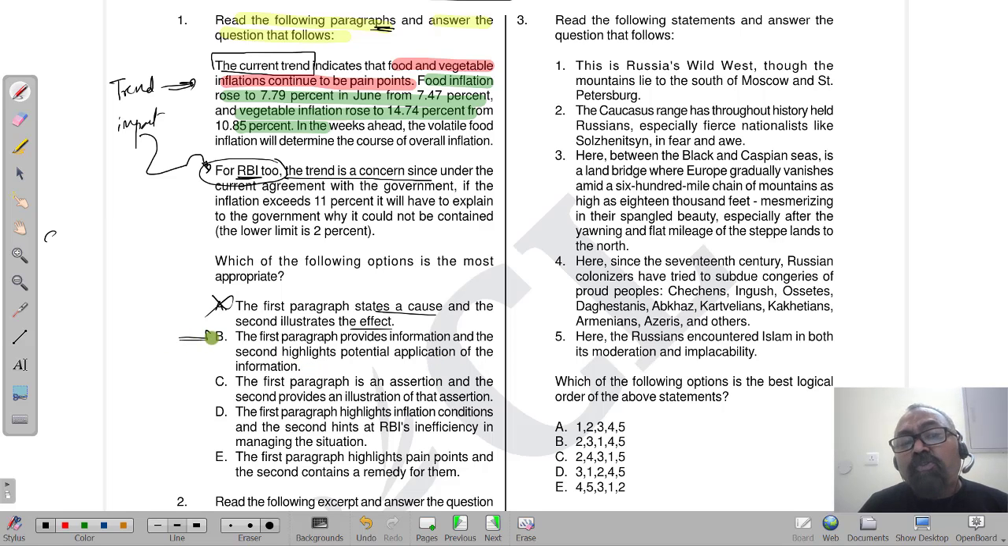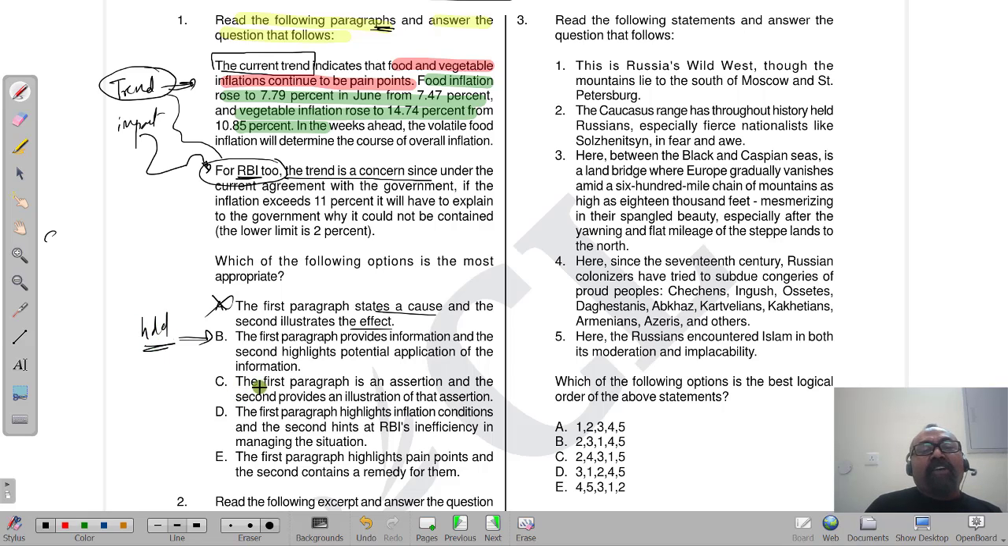And this makes good sense, right? The first provides information about some sort of a trend, and how does it apply to a particular case, which is a potential application of that information. So this is on hold, ladies and gentlemen.